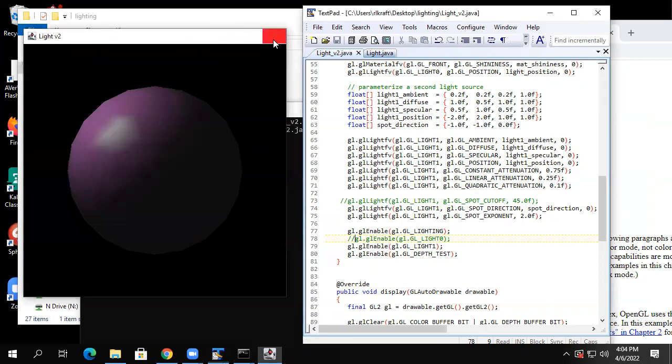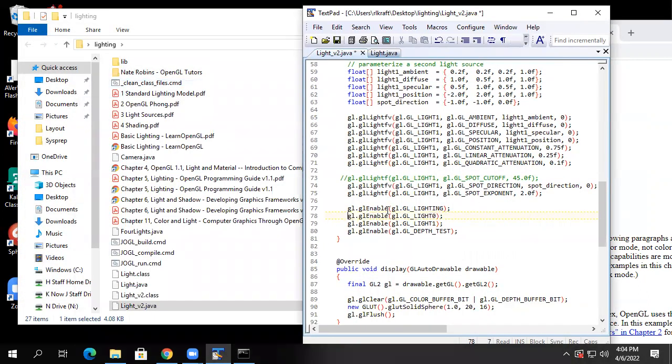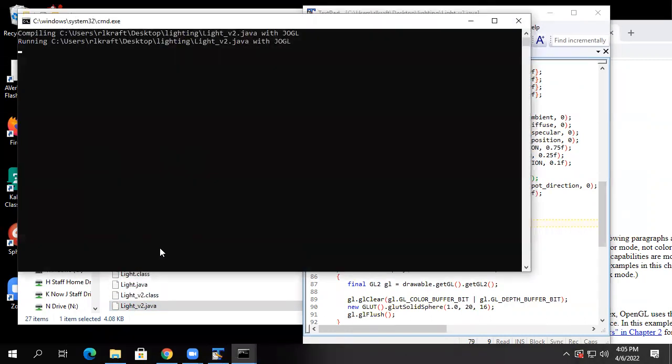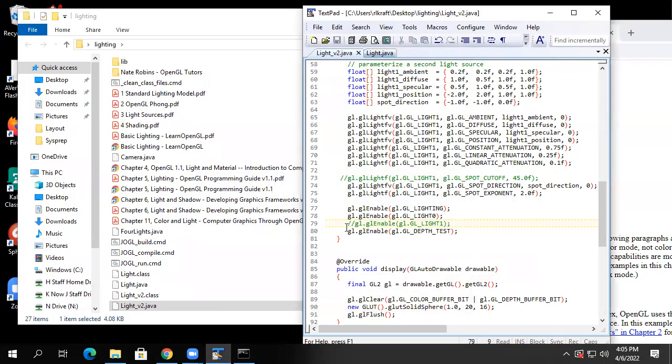Then you can turn off that light and turn on the other light. That's the same as the first program. That's the light bulb. That light's a light bulb. It's actually radiating light in all directions. And then you can turn them both on.